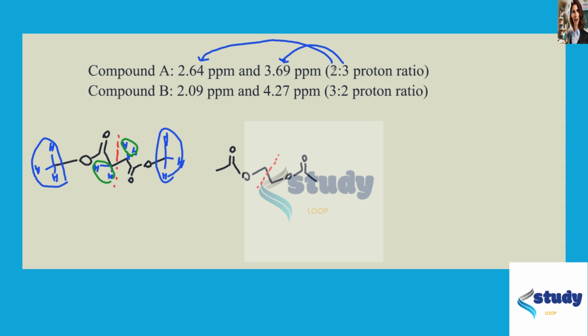If I were to multiply this ratio by 2, you would have a 4 to 6 proton ratio, and we indeed do have some sort of 6 to 4 ratio. But before we determine if this is compound A or B, let's determine this molecule here. And once again, it's very clear that we have two unique proton types here as well.